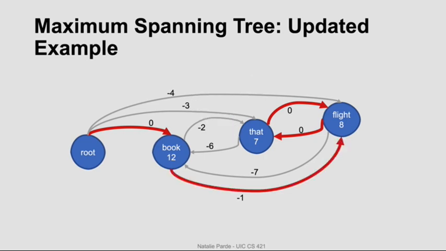We find it down here. So since we want to keep this edge, which is the incoming edge for flight, that means we need to delete the other incoming edge to flight that we had previously included in our tree. We go ahead and do that, and now we see that we have a maximum spanning tree.